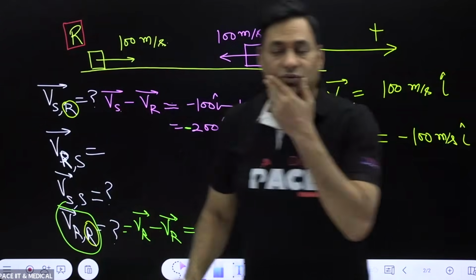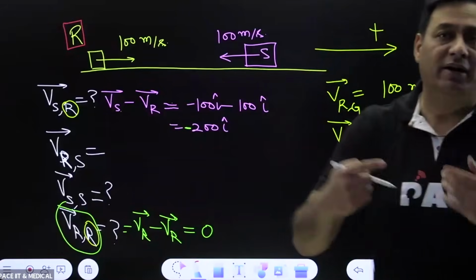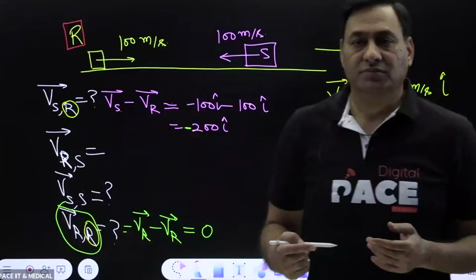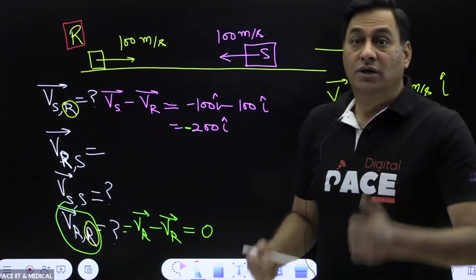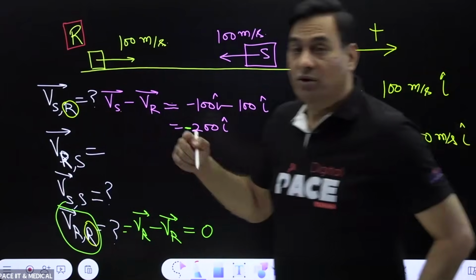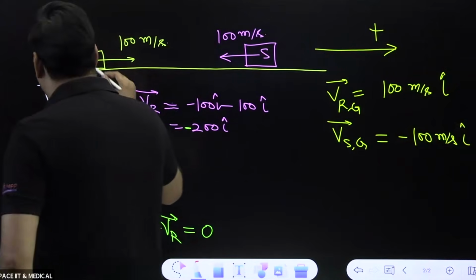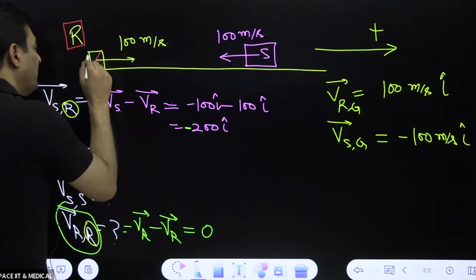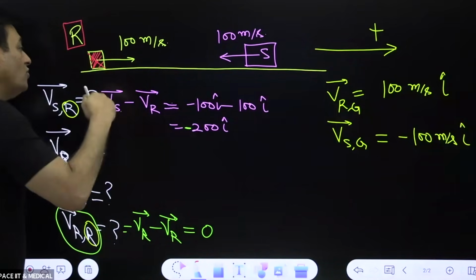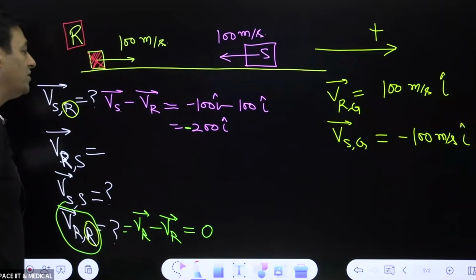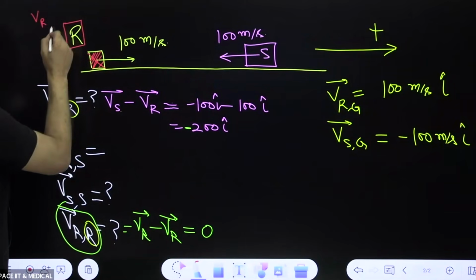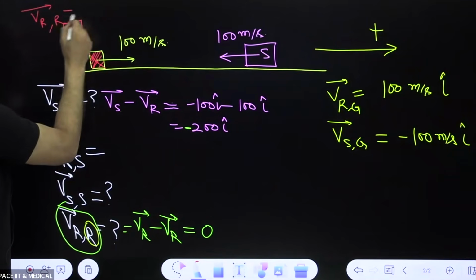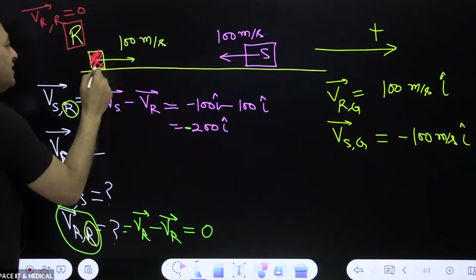What is his velocity as observed by Ram? Please write in the chat. What is the velocity of Ram as observed by Ram? 0. And if it is 0, what is he feeling? He is observing that he is not moving at all. So Ram feels he is at rest. Our brain knows that he is moving with 100 in this direction. But velocity of Ram as observed by Ram is 0. So he feels he is at rest.